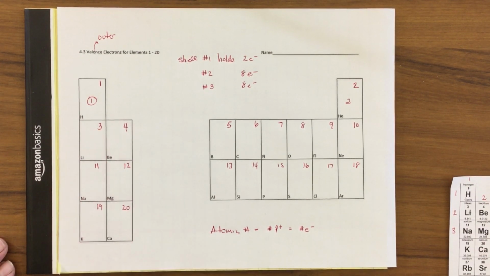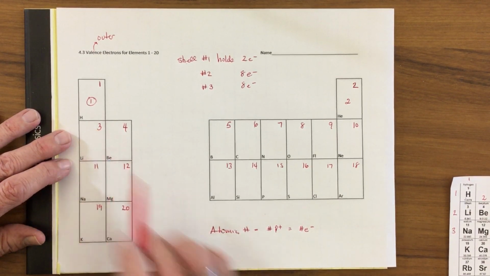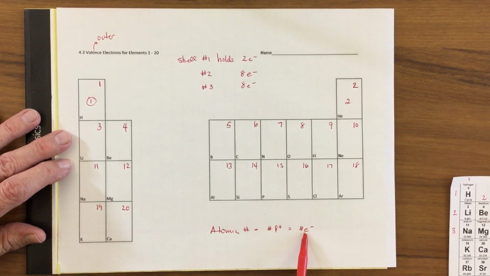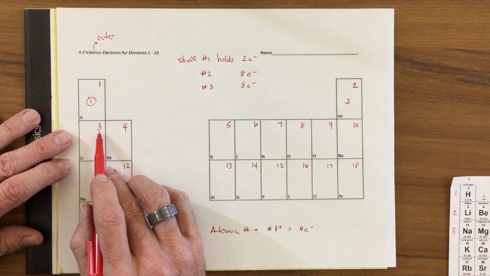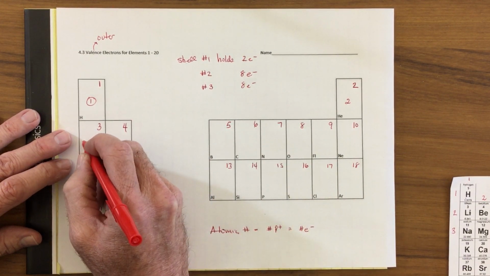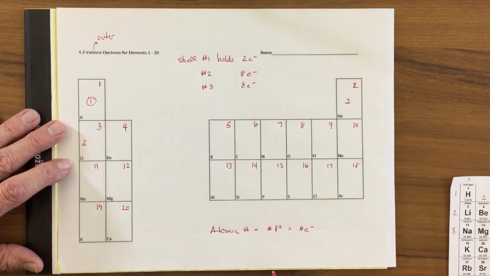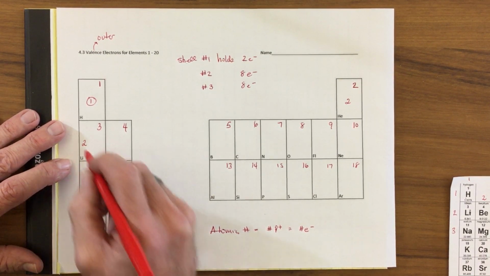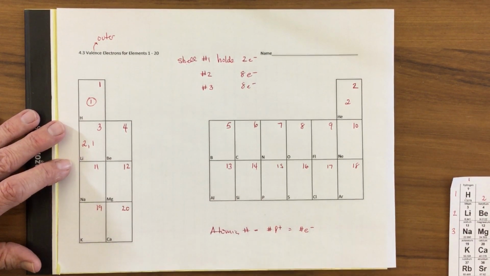Let's go into lithium. This is where it becomes a little bit more complex. Lithium has 3. It's element number 3: atomic number, number of protons, number of electrons. So it has 3 electrons. How many electrons will fit in the first shell? It can hold up to 2. So how many are left over to fit in the second shell? There's only 1 left over, so it's going to be 1.